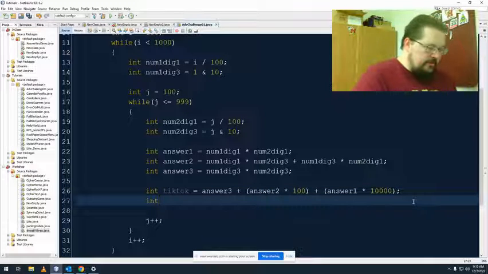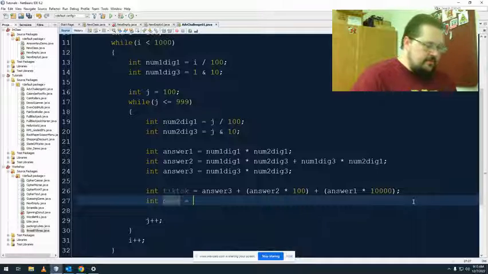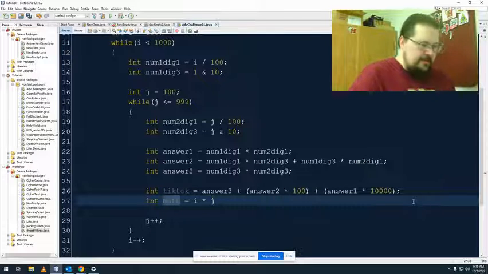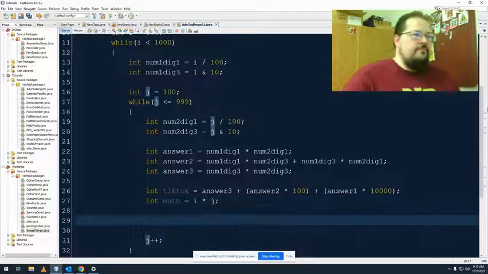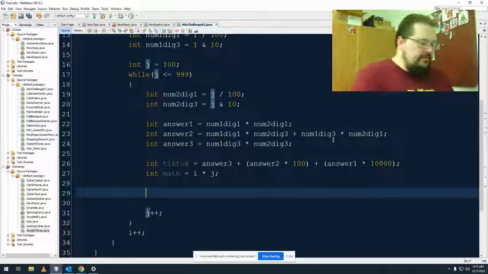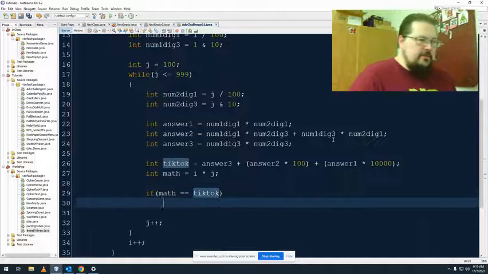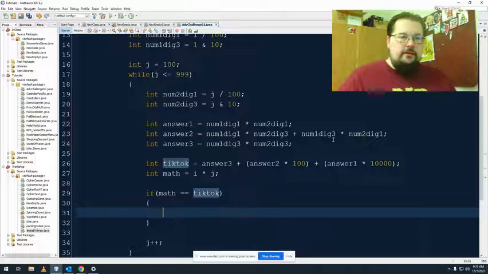Now, we have another one, which is just our normal real math: I times j. Now our math is all done. We've got everything we need. Now we just need to compare the results. And when we compare, we use an if test. If math is equal to the TikTok answer, a couple of things go down.